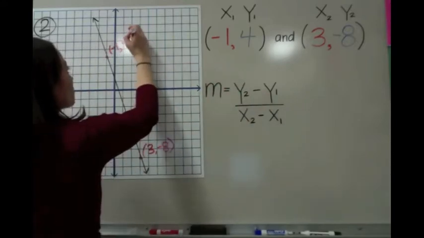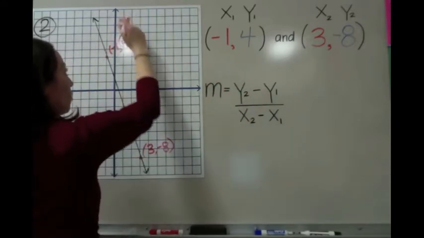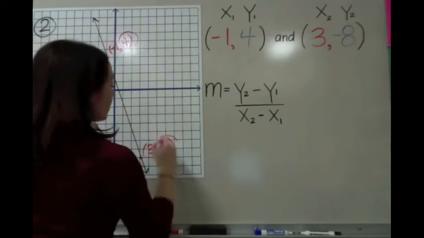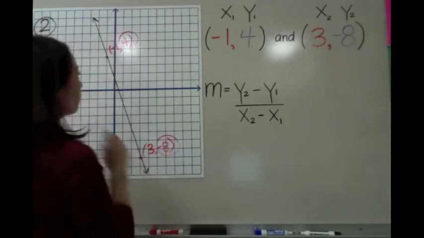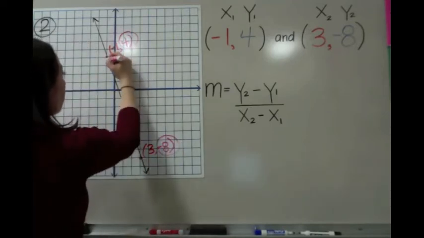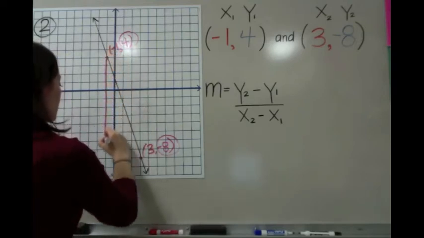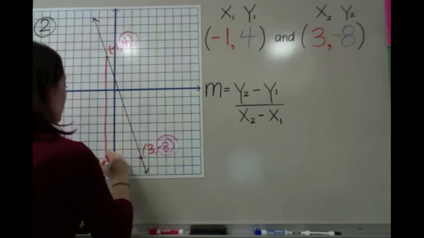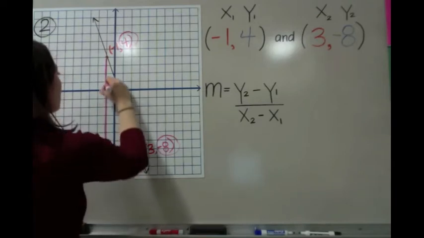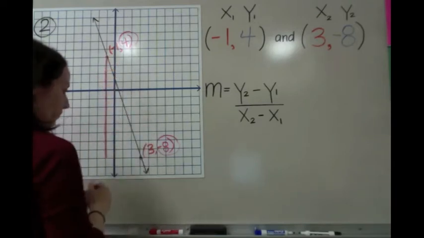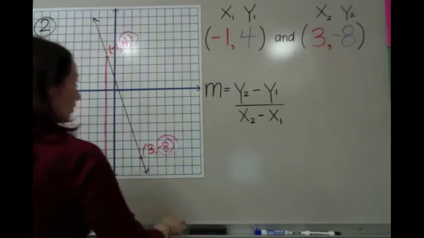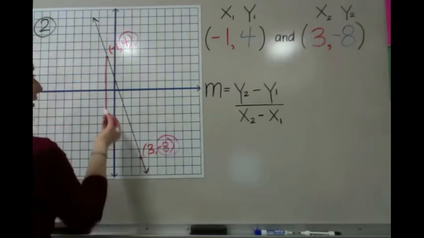I want to circle 4, which is the y value, and -8, which is the y value of these coordinate points. So to go from 4 all the way down to -8, remember this is distance, all we really need to do is add 8 plus 4. How many units is that? You're going down how many?